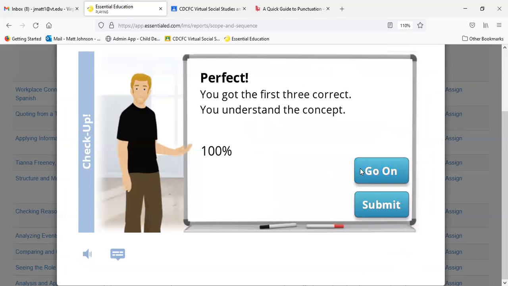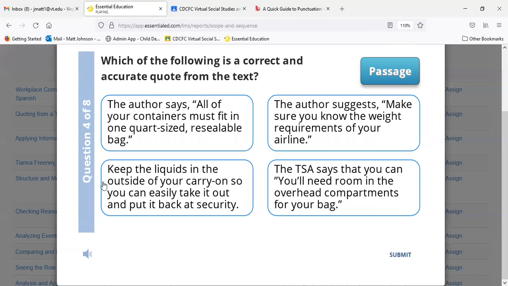Good job. Keep going here. Five left. Which of the following is a correct and accurate quote from the text? So the author says, all of your containers must fit in one quart-sized resealable bag. Make sure you know the weight requirements of your airline. Keep the liquids on the outside of your carry-on so you can easily take them out and put them back at security, or you'll need room in the overhead compartments for your bag.